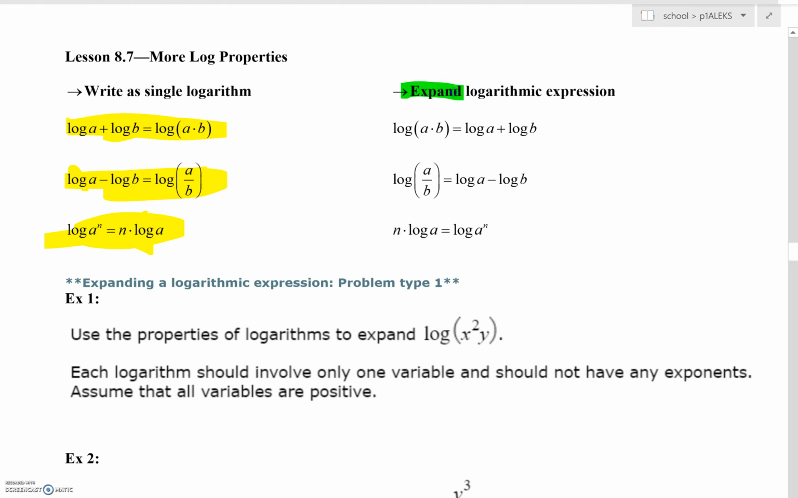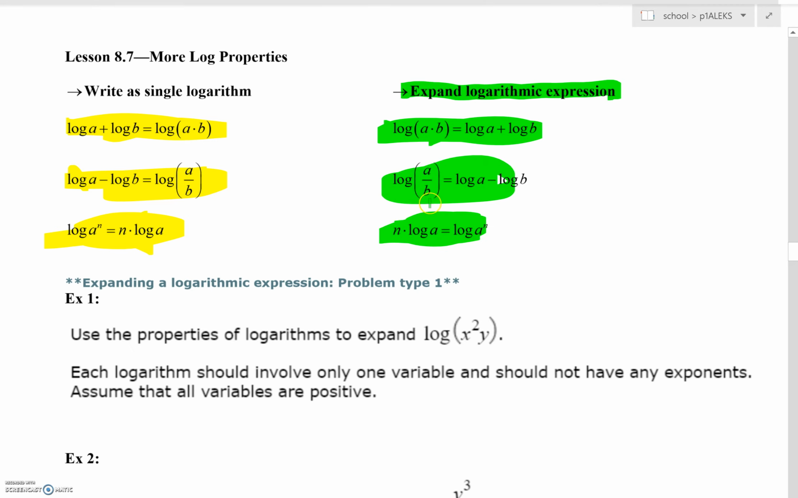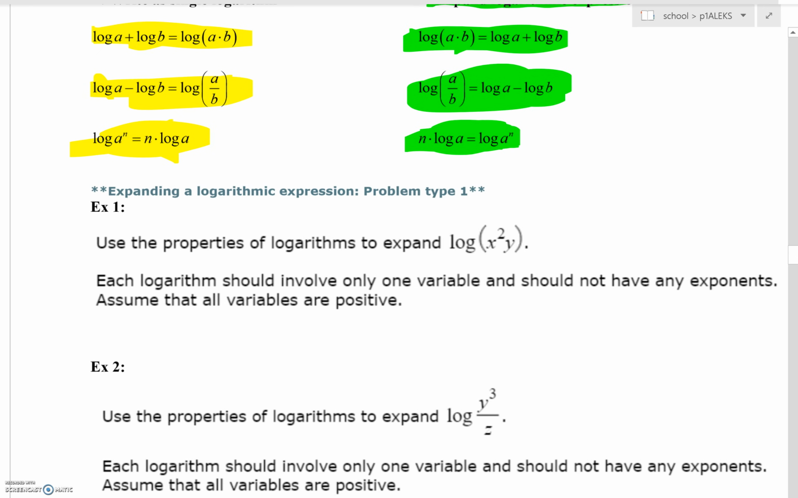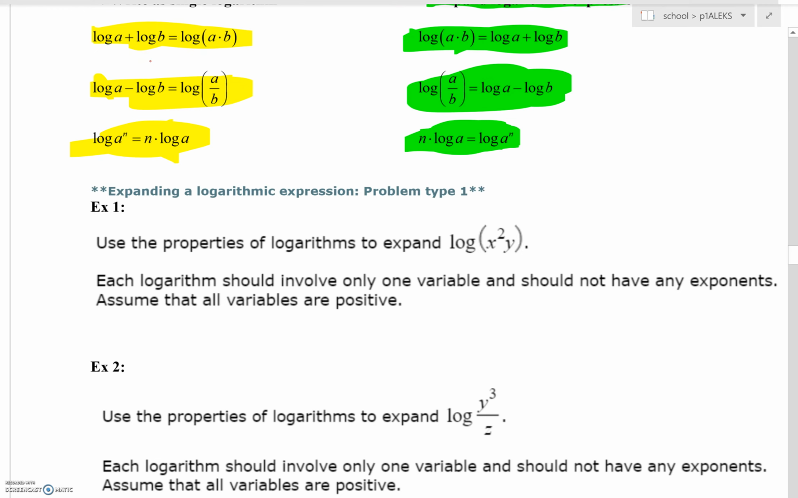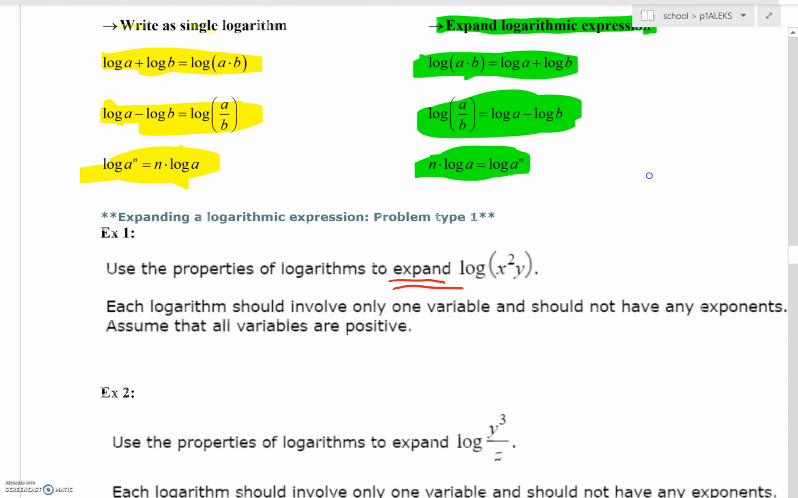What we want to see is that you can always go in the opposite direction as well. You could start on these left sides, log of a times b, log of a over b, and expand in the same way. Likewise, if you had an n, you could bump it up and have it written in that regard. So we're going to be using either the yellow or green ideas here. It depends on what we're going to have. We are going to need to expand for number one.